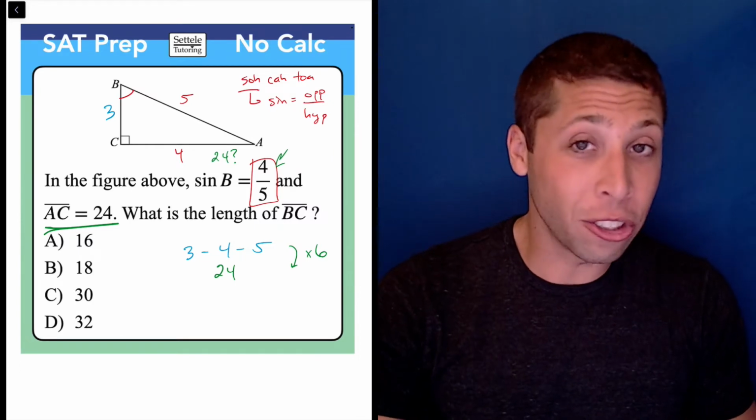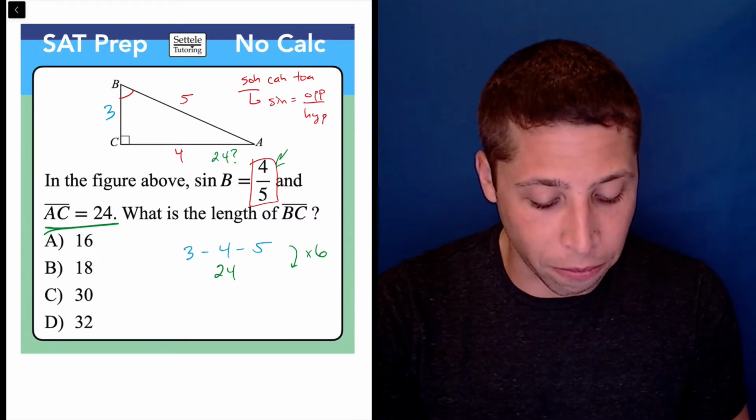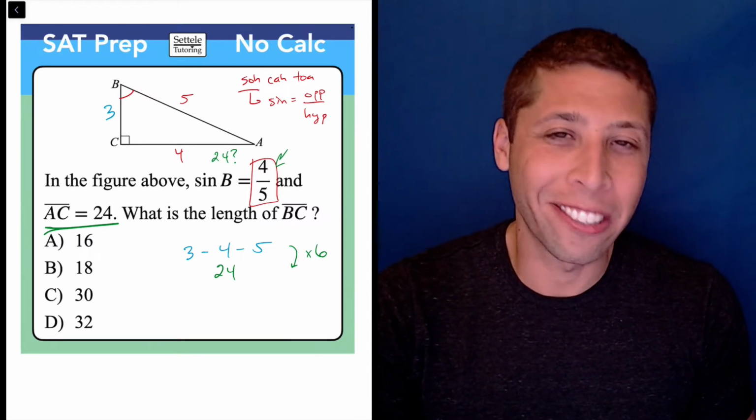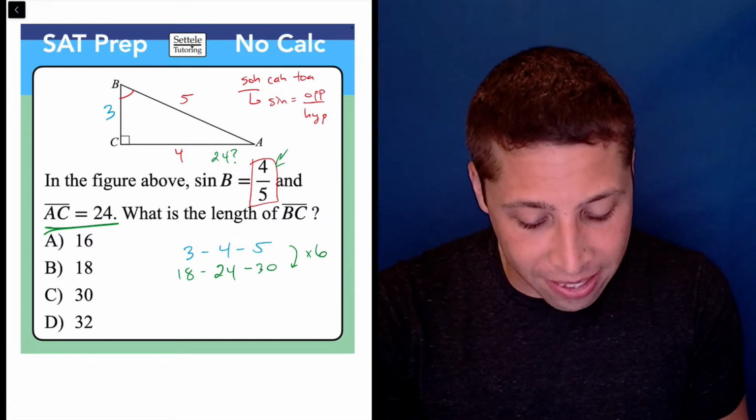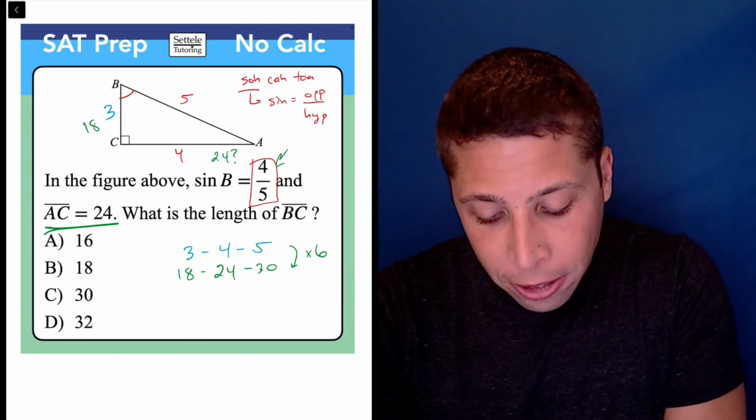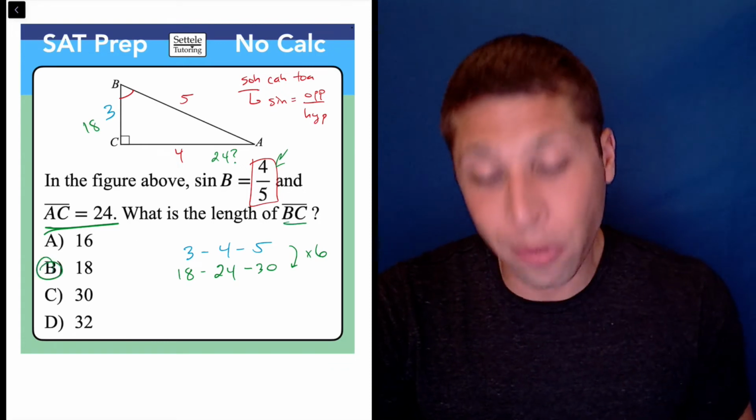And so we can just do that with the other sides. 4 times 6 is 24, 5 times 6 is 30, and 3 times 6 is 18, and so this side here, BC, is 18. That's what we want, so that is the answer.